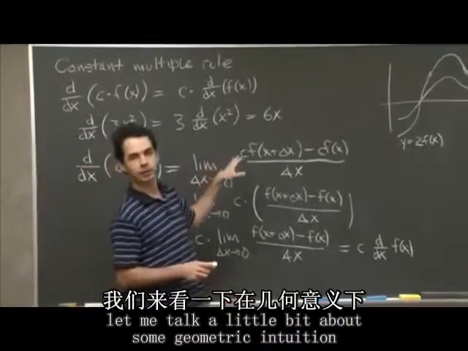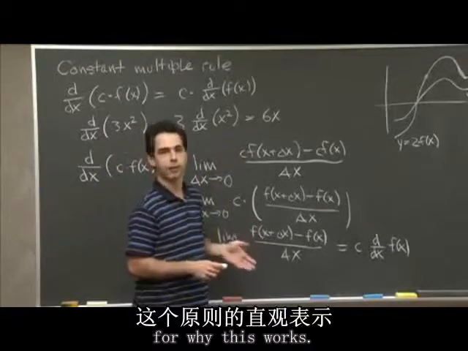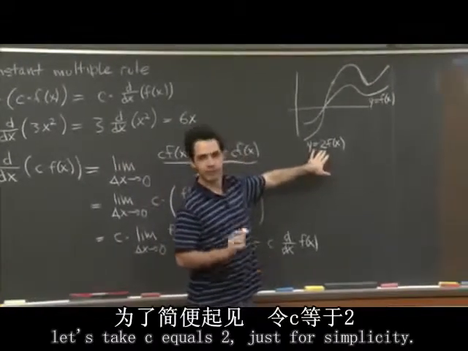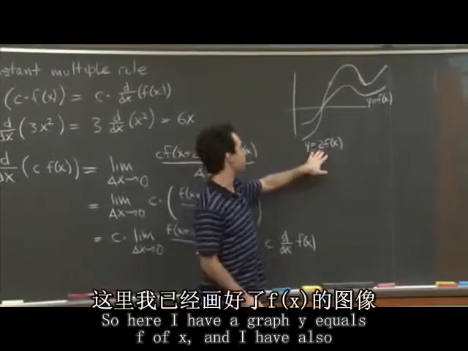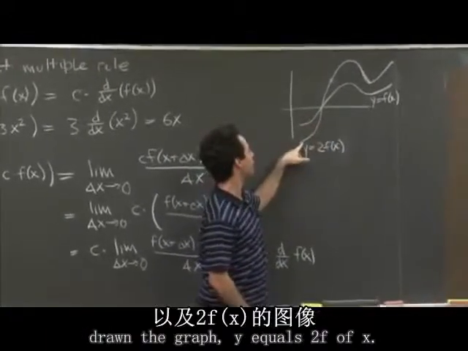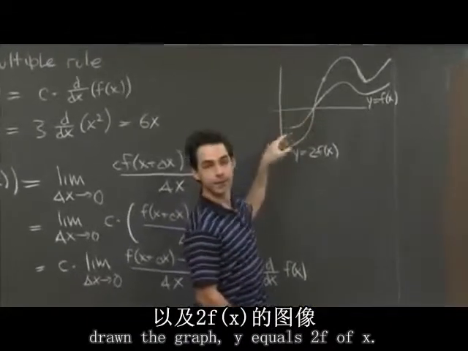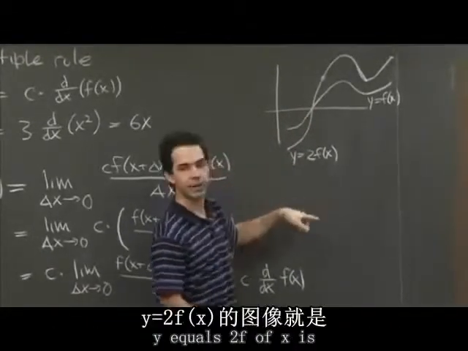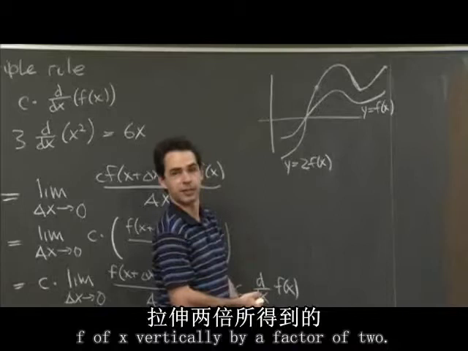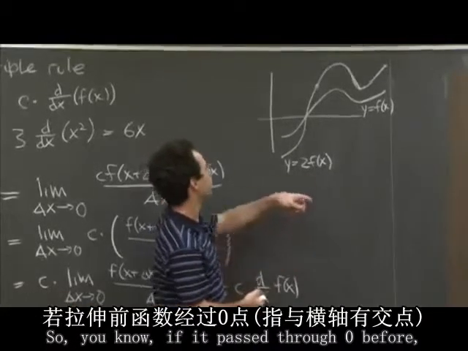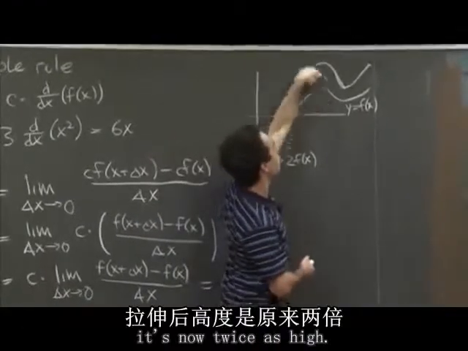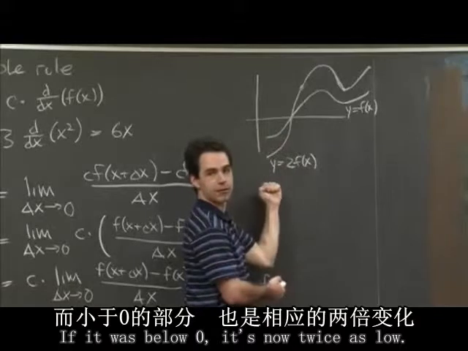Let me talk a little bit about some geometric intuition for why this works. So let's take c equals 2 just for simplicity. Here I have a graph y equals f of x, and I have also drawn the graph y equals 2f of x. So the relationship between these graphs is that y equals 2f of x is what you get when you stretch the graph for y equals f of x vertically by a factor of 2. So if it passed through 0 before, it still passes through 0. But everywhere else, if it was above 0, it's now twice as high. If it was below 0, it's now twice as low.